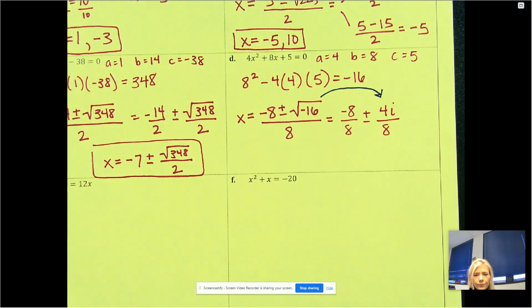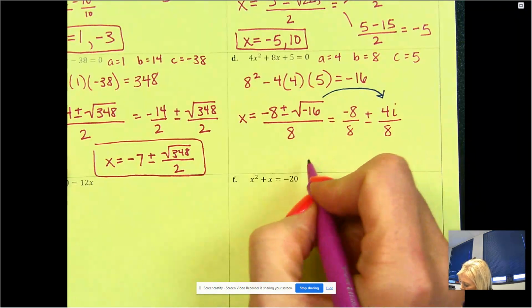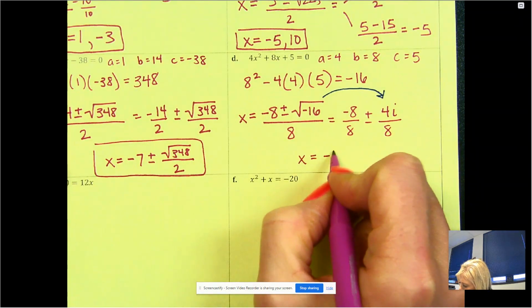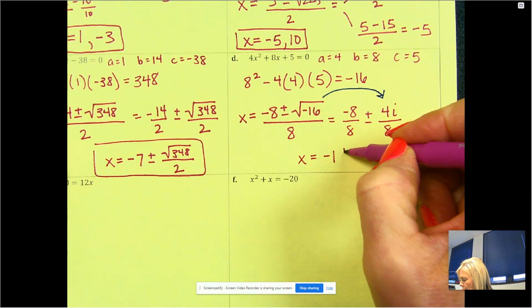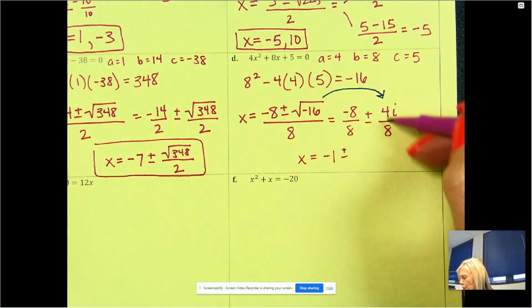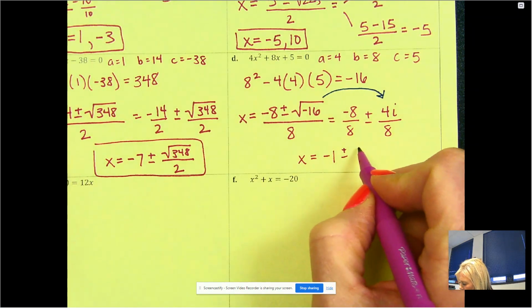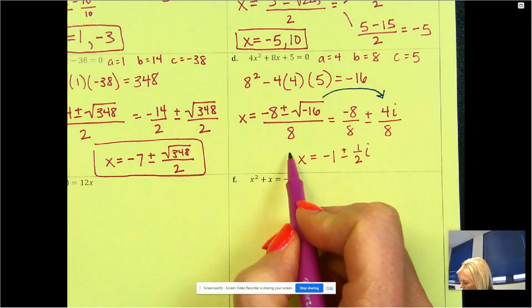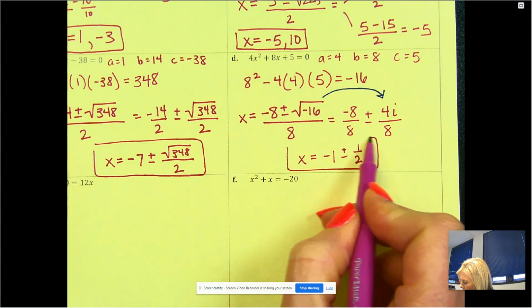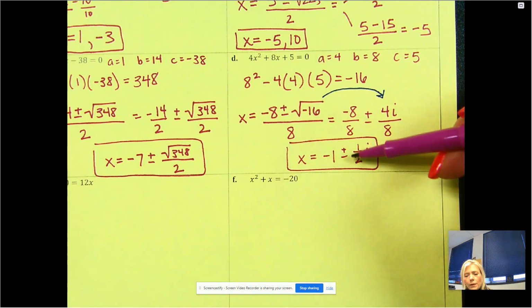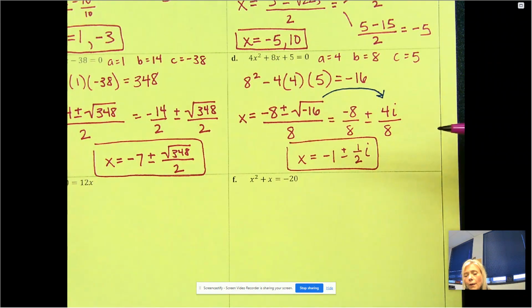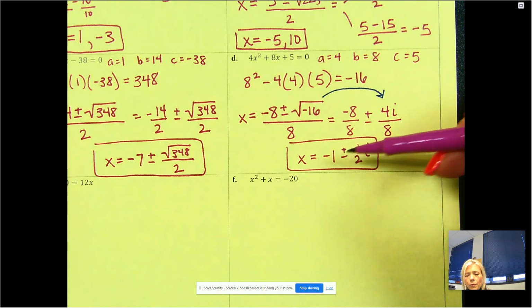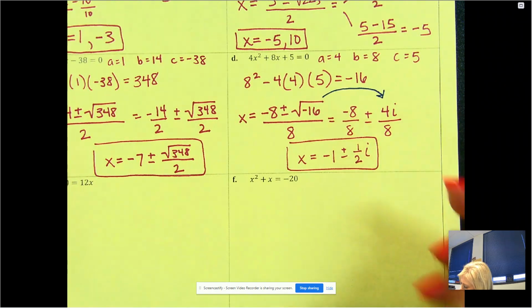And now just simplify as much as we can. So negative 8 divided by 8 is negative 1. And then plus or minus 4/8 is equal to 1/2. And I can just put the i there at the end. You could also have plus or minus i over 2. That would be the same thing. The negative 1 plus or minus i over 2, like this.